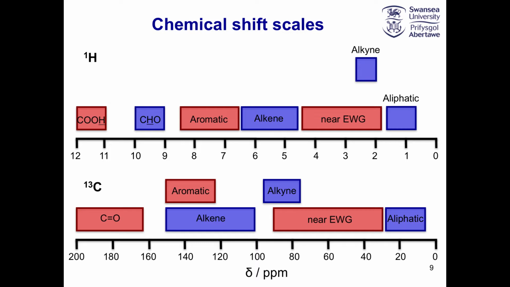These, then, are the simplified chemical shift scales for hydrogen and carbon. Aliphatic groups, so simple hydrocarbons, have low chemical shift, and the chemical shifts increase if electron withdrawing groups are nearby. Alkenes and aromatic groups show up in the middle third of the hydrogen spectrum, or the third quarter of the carbon spectrum, and the top end is where you'll find carbonyl groups.